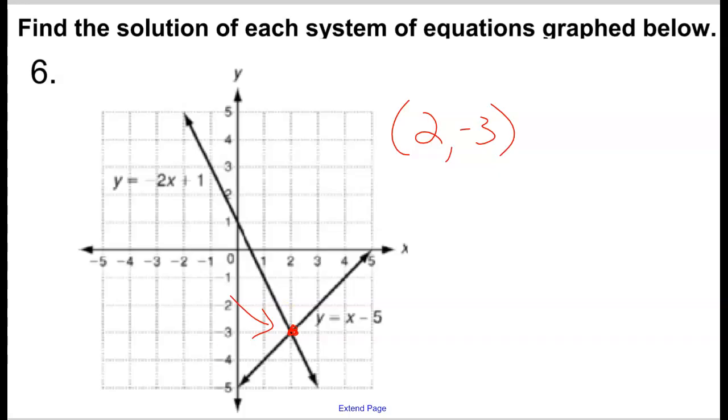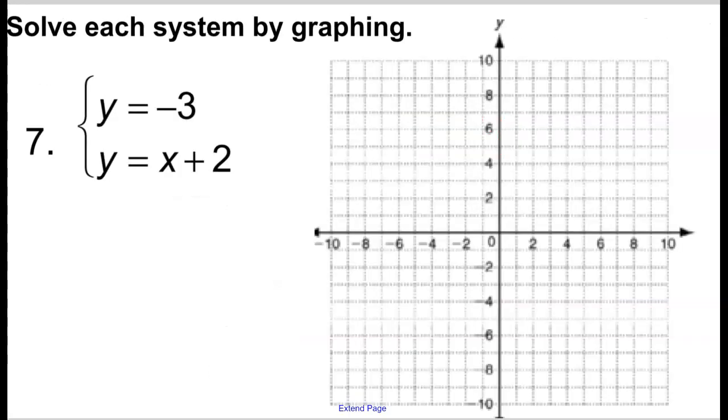All right, let's take a look at another one. Okay, here they don't have it graphed for you. You have to graph it. So we're going to graph it right quick and then see where they cross. So we got y is equal to negative 3. Now if I want to make this in the y equals mx plus b format, it would look like this: y is equal to 0x minus 3. There's no slope for this one. The slope is 0.